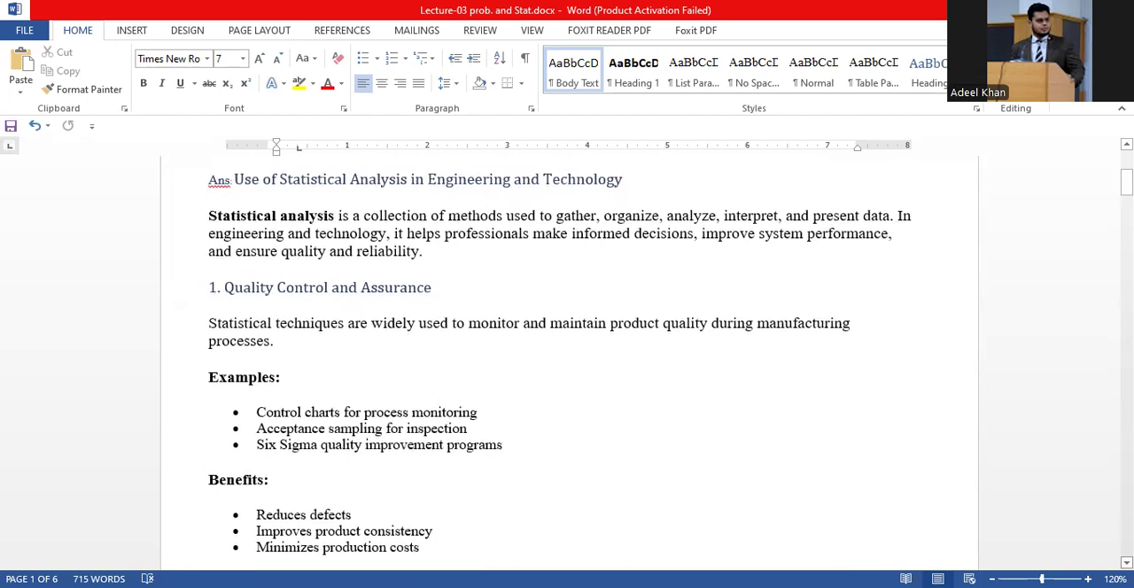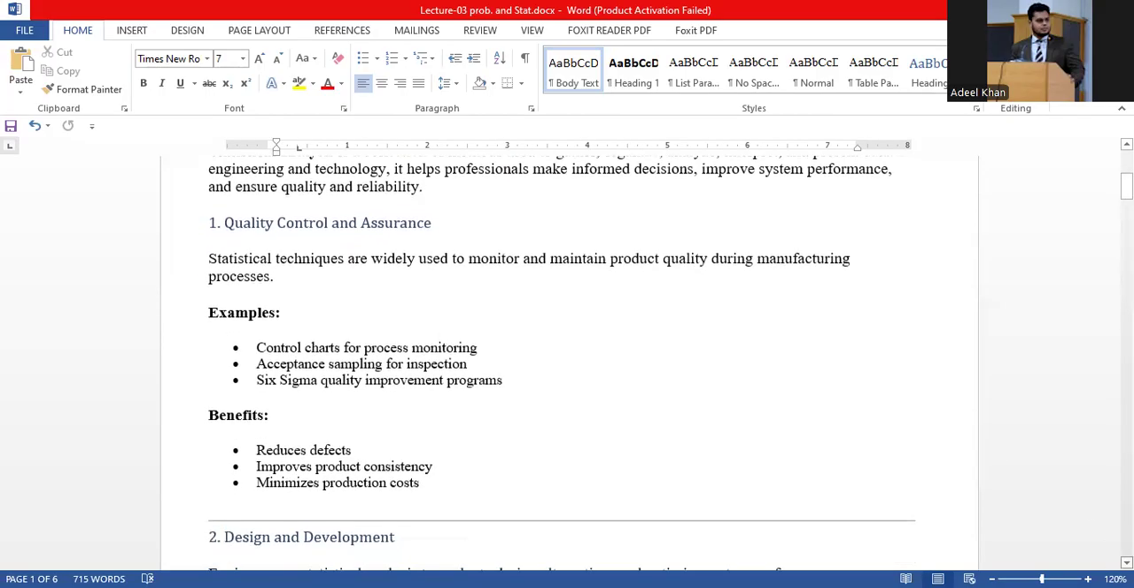Further, quality assurance. Statistical techniques are widely used to monitor and maintain product quality during the manufacturing process. And which kinds of manufacturing processes need to be discussed: control charts for process monitoring, acceptance sampling for inspection, and Six Sigma quality improvement programs. So these are the quality control assurance programs in which statistical data matters a lot.